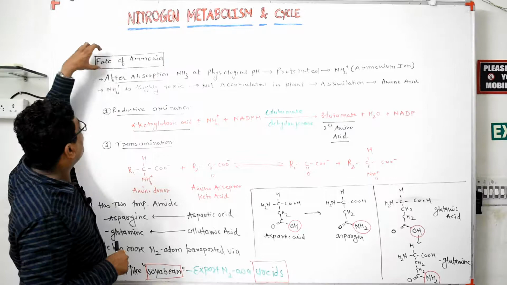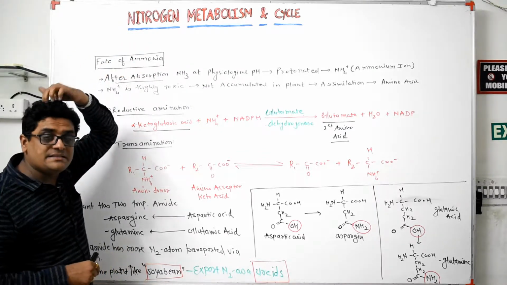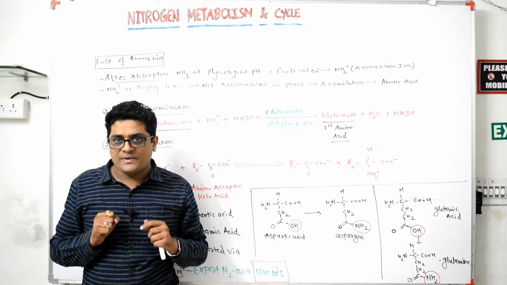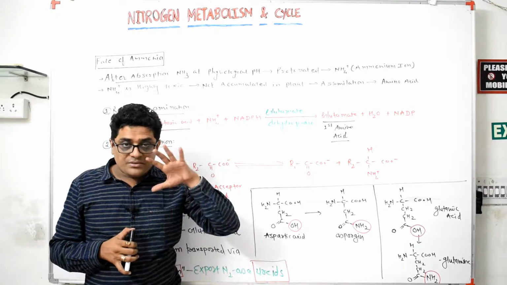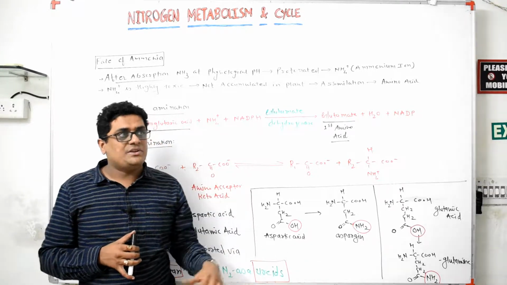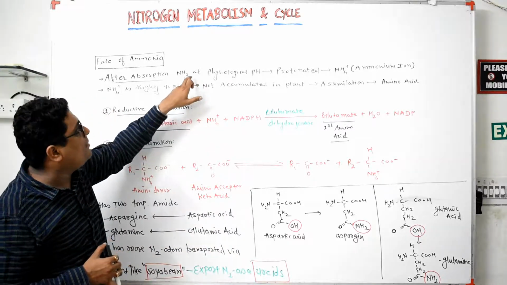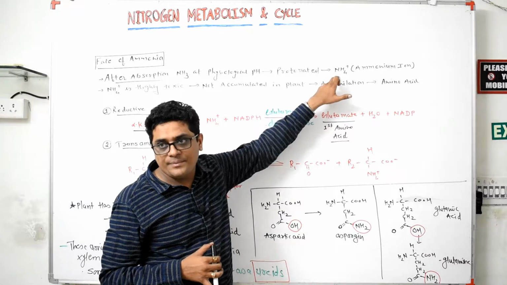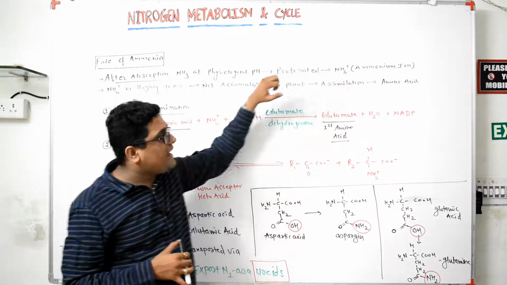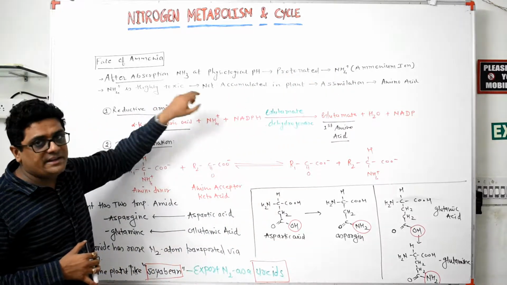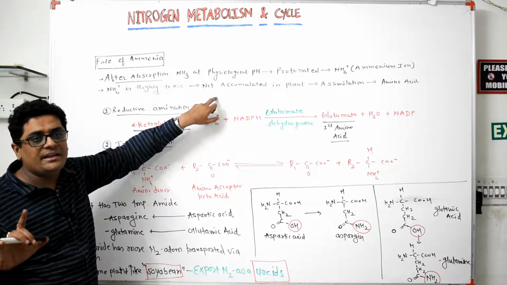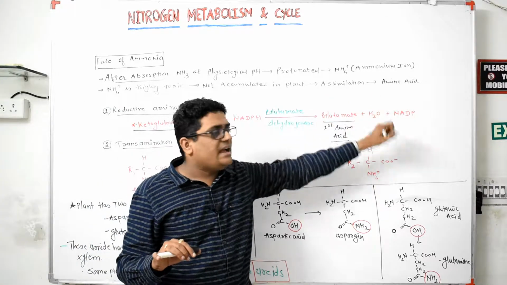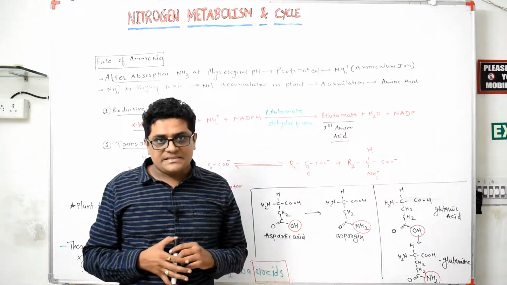Next step is the fate of ammonia. As we discussed earlier, the plant absorbs ammonia as well as NO3 minus. At the physiological pH in the plant, ammonia gets protonated and is converted into the ammonium ion. This ammonium ion is highly toxic, so it does not accumulate in the plant.